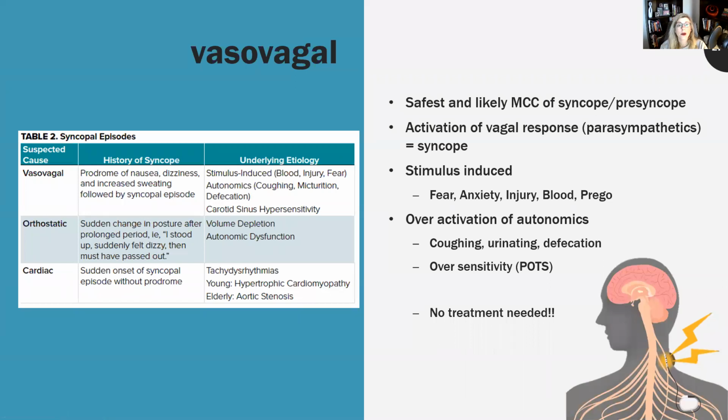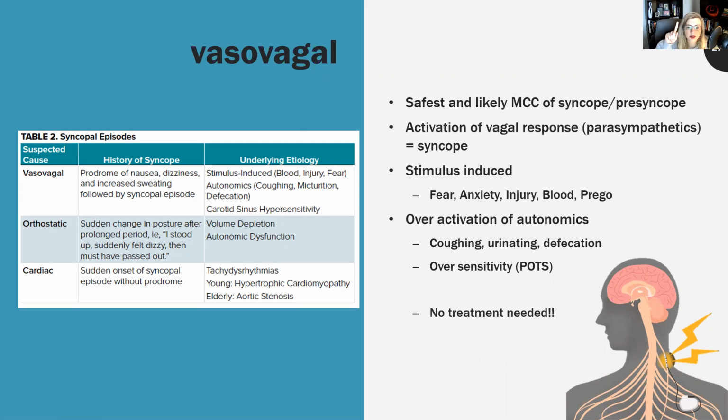Next is the vasovagal. I specifically bring up vasovagal because it's the safest and most likely the common cause of syncope or presyncope. This is an activation of the vagal nerve, which is cranial nerve number 10. And cranial nerve number 10 is primarily responsible for your parasympathetics. So you're going to get things like nausea, dizziness, and sweating. And usually there's two main causes.